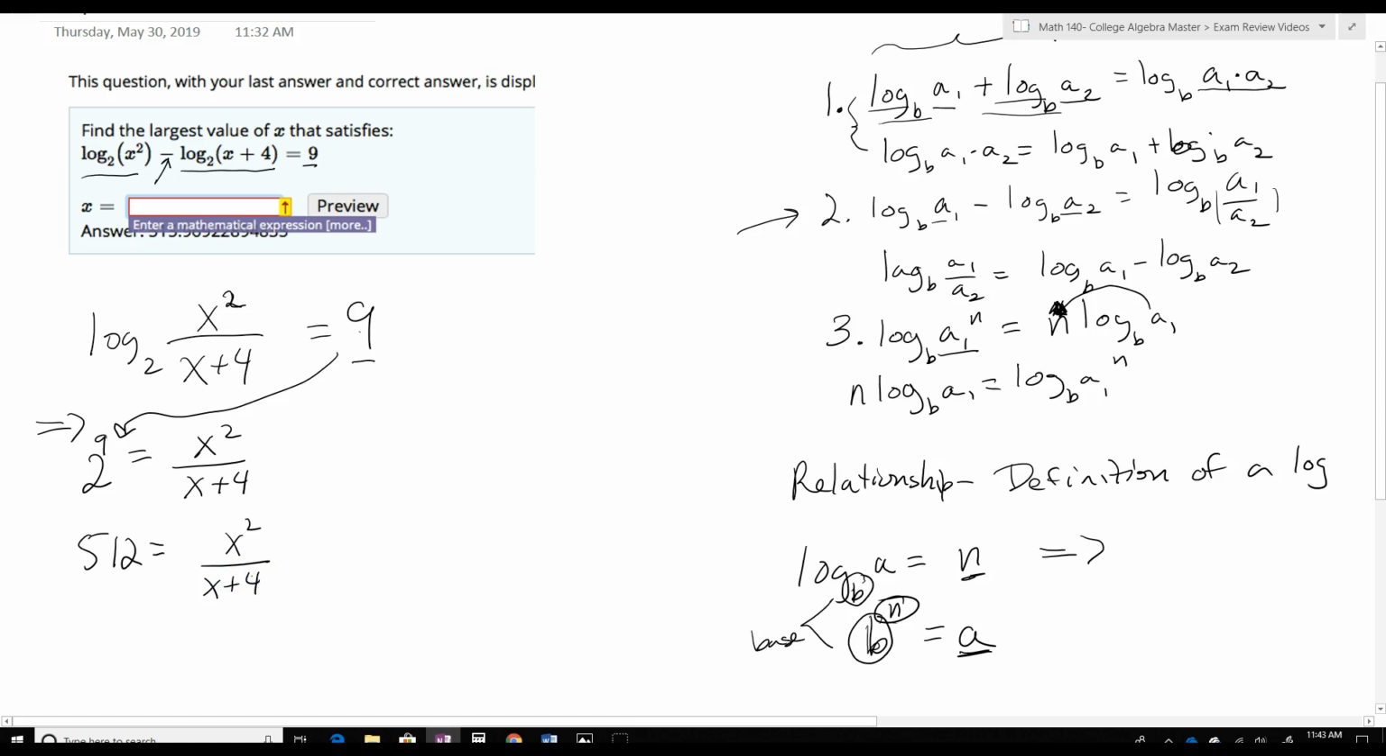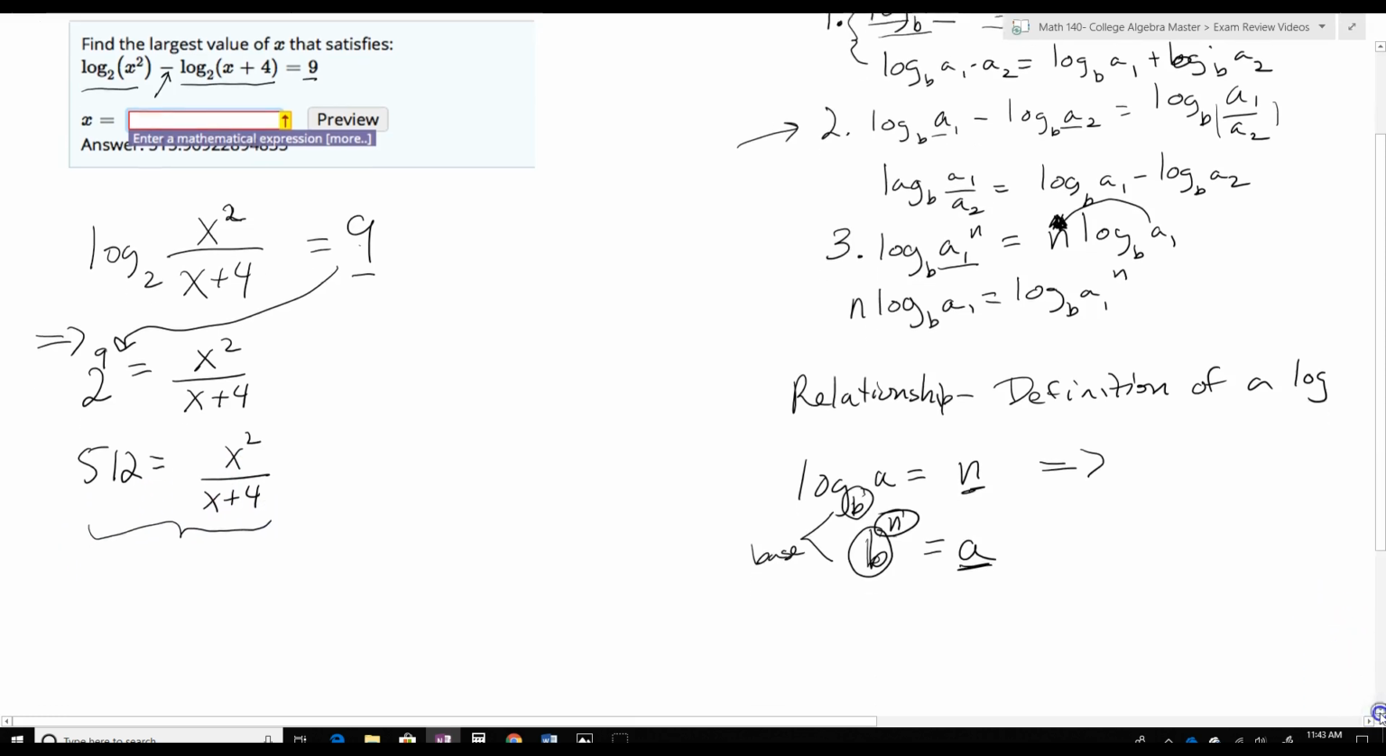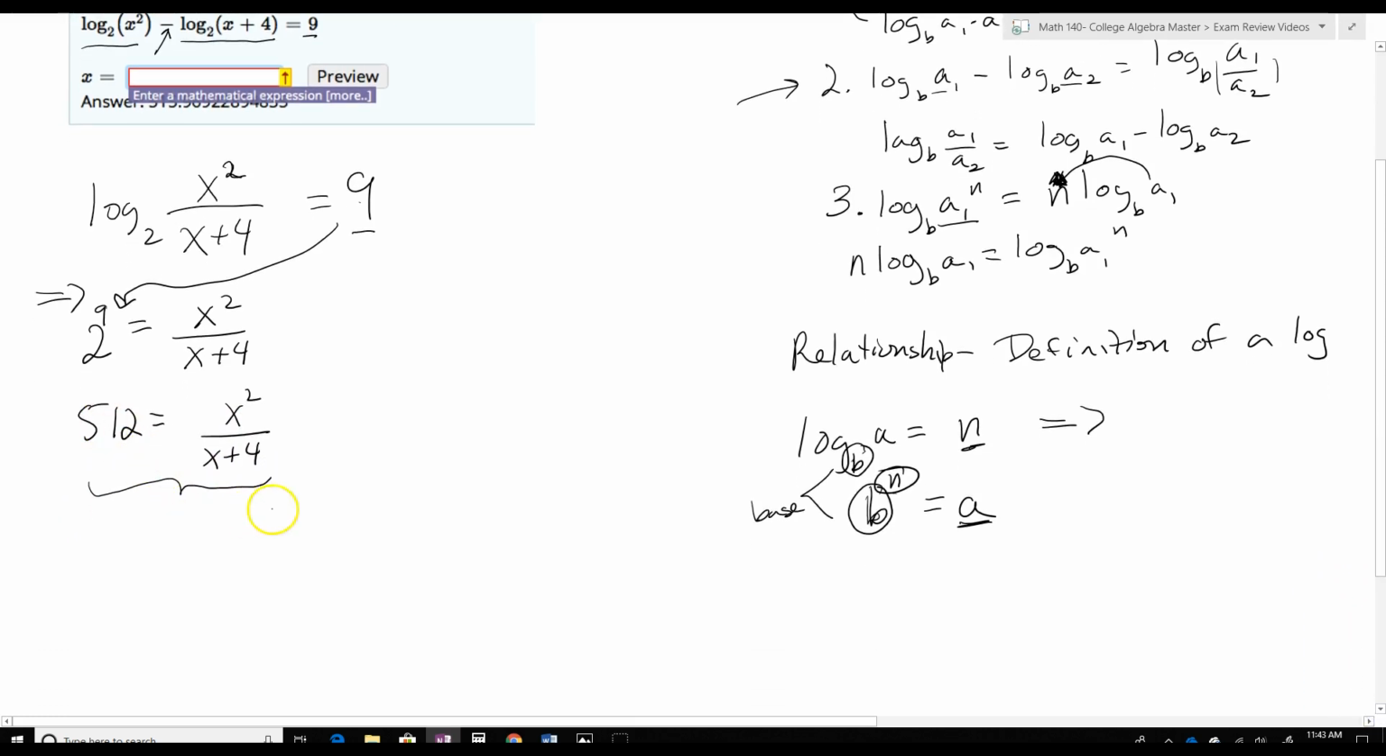Okay? Now I'm no longer working with logarithms. What I'm working with is a rational function, one that I can actually then use some algebra with. So this is 512 times x plus 4 equals x squared.